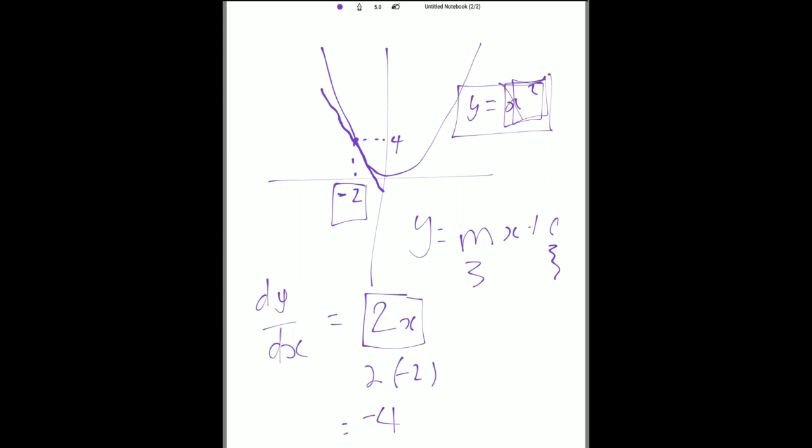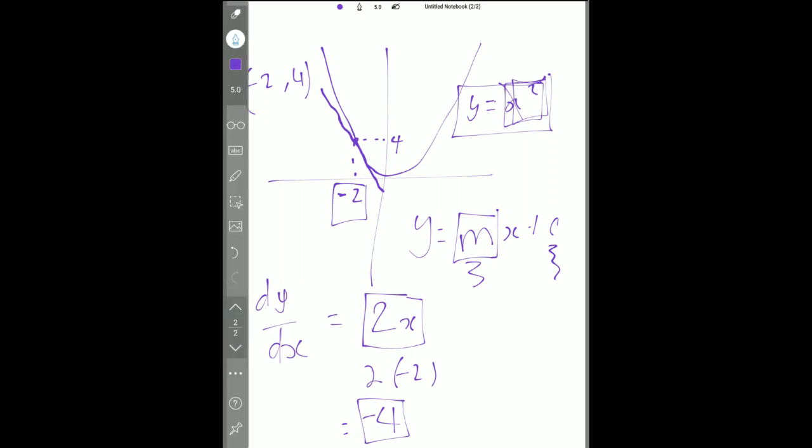So in other words, the line would show a gradient of negative 4. Now let's solve for c. To solve for c, we're not only going to use our gradient value, but we're also going to take our coordinate values, (-2, 4).